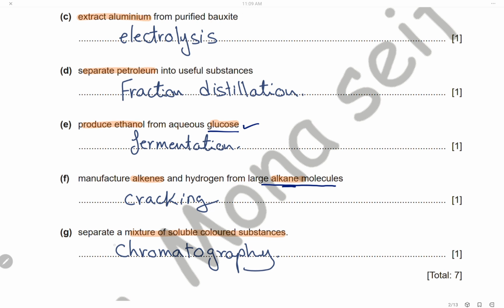The last one, separate a mixture of soluble colored substances. Colored substances like ink, dyes, pigments, which are soluble, can be separated by chromatography.